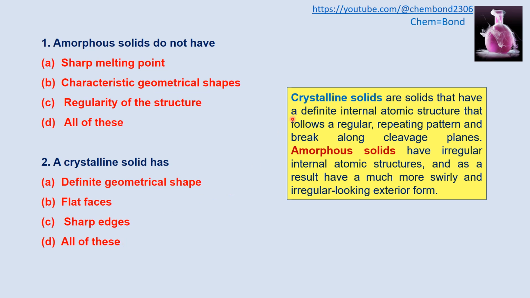So there are some characteristics given for the crystalline and amorphous solids. All the properties that are given in question 1 are the properties of crystalline solids. So amorphous solids will not have all these properties, while the crystalline solid has definite geometrical shape, sharp edges, and flat faces. These all belong to the crystalline solids. So the amorphous solid will not have all these properties, and the crystalline solid has all the properties that are given in question 2.